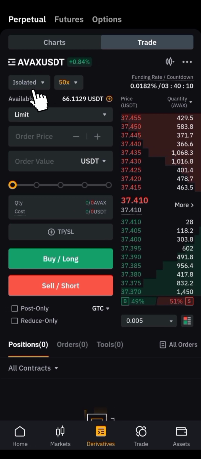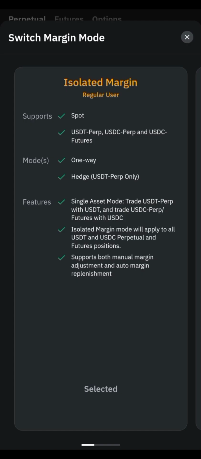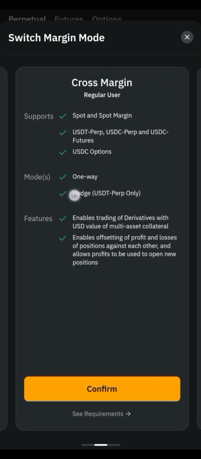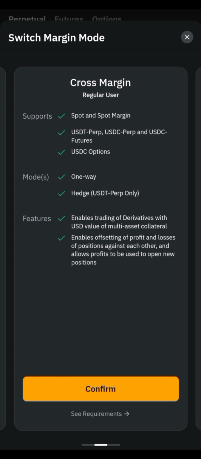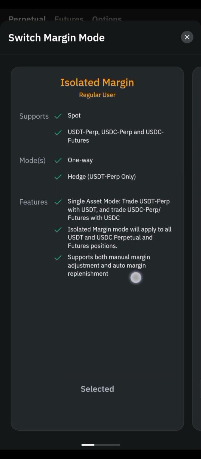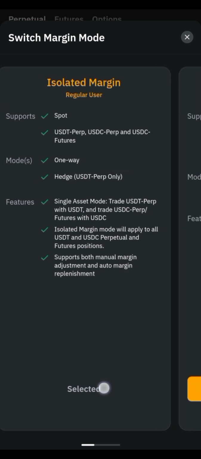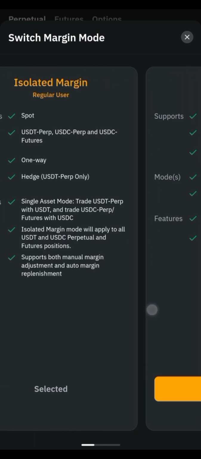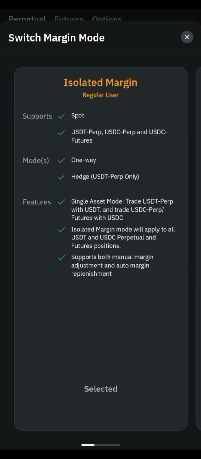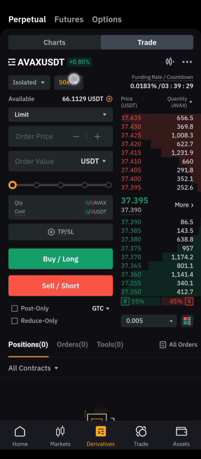Now let's talk about margin, where you see isolated. That's the trading margin. We have isolated and we also have cross margin. Cross margin is literally going to use all your balance for a trade, so I advise you don't use it. Personally, I use isolated margin. Make sure you always use isolated margin as a beginner.